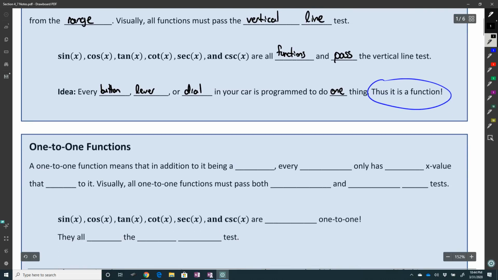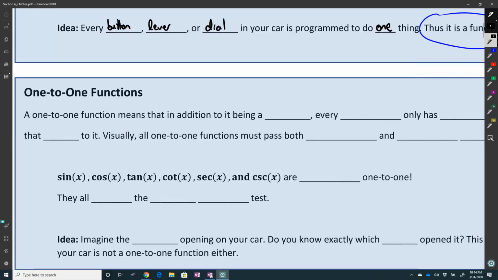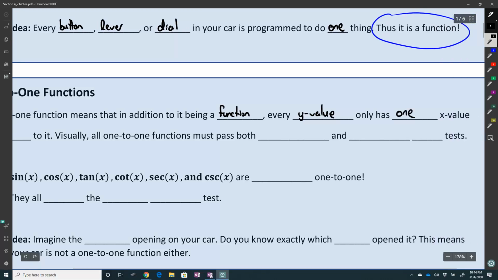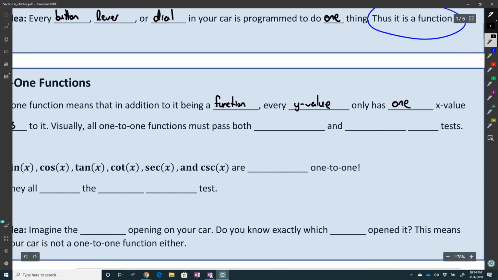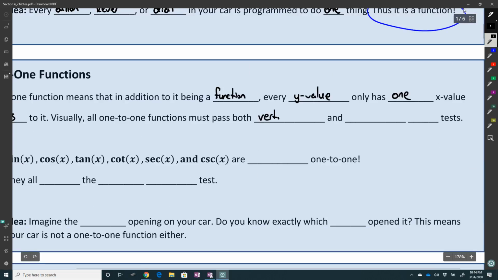We're going to go more on the one-to-one. A one-to-one function means that in addition to being a function, every y value only has one x value that maps to it. Okay? So that's kind of confusing, so it's better to explain it visually. Visually, all one-to-one functions must pass both the vertical, because it has to be a function, and the horizontal line test.